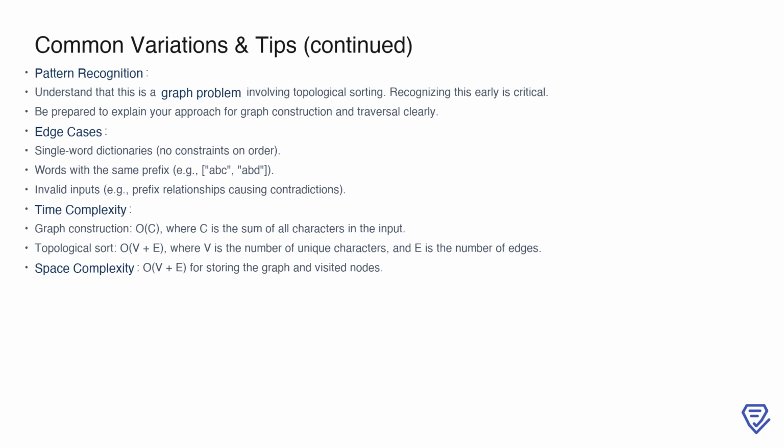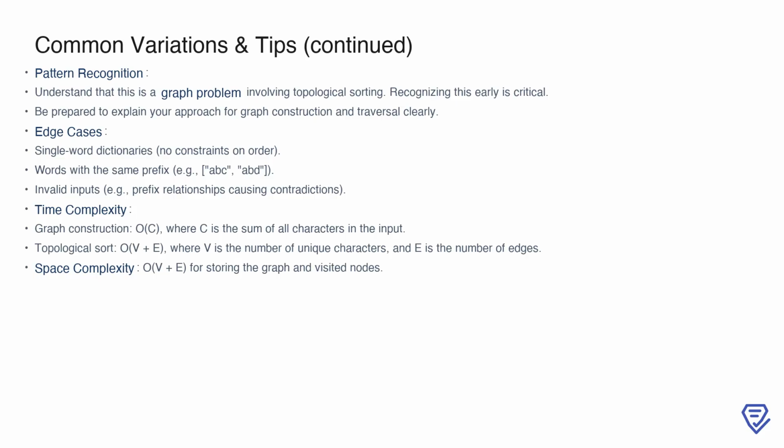To excel in solving this problem, pattern recognition is critical. This is fundamentally a graph problem that requires topological sorting, so identifying this early can save you time. Be prepared to clearly articulate how you construct the graph and traverse it. It's also important to consider edge cases, such as single-word dictionaries where no ordering constraints exist, words with the same prefix like ABC and ABD, and invalid inputs caused by prefix relationships.